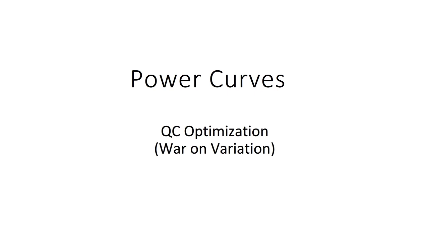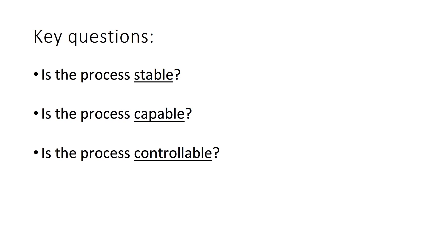This is one of a series of videos that's designed to provide a common language and understanding of quality control. The objective of this particular video is to help you understand power curves. This series of videos explores three concepts that are fundamental to quality control. They are stability, capability, and controllability. You're probably tired of hearing me say that, but I have to emphasize it.